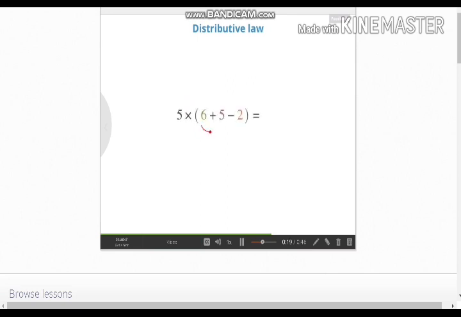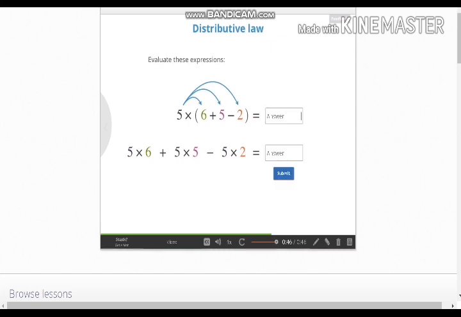Next, let's distribute onto 3 terms inside parentheses. Here we have 5 times 6 plus 5 minus 2. If we distribute, we have 5 times 6, and then we're adding 5 times 5, and then notice that we're distributing onto subtraction over here, so we should subtract 5 times 2. Go ahead and evaluate these 2 expressions and make sure they give you the same result.